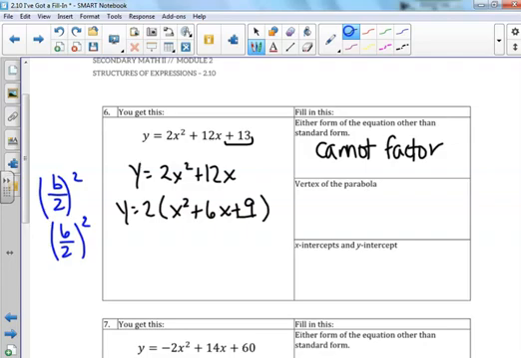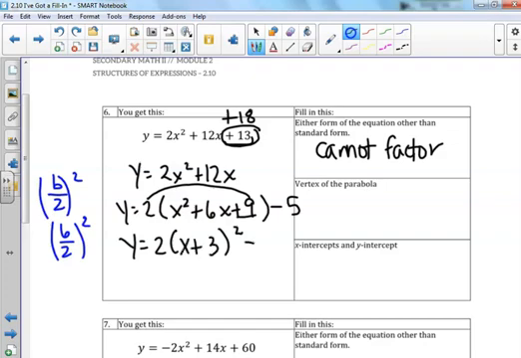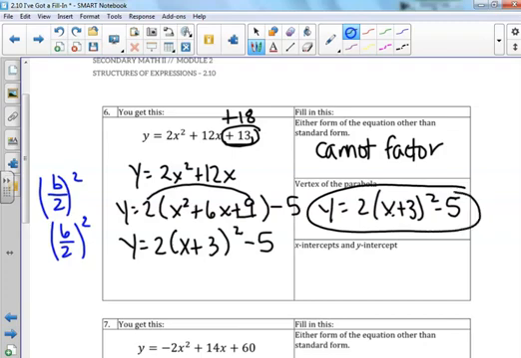Now, if we look at this, 2 times 9 is actually 18. But we didn't want 18 little squares, we wanted 13. So we do have to subtract 5 on the end to make these two equations equivalent. Therefore, our vertex form should be y equals 2, and we're going to write this trinomial as a quantity squared, and that would be (x plus 3) squared minus 5. And that's our vertex form. We notice that our vertex would be the point (negative 3, negative 5) for this quadratic function.